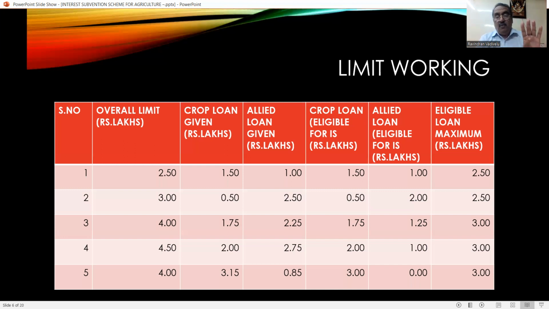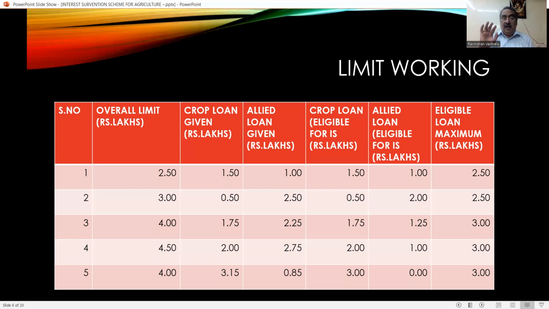Situation 4. Overall limit is 4.5 lakhs. And crop loan is given to the tune of 2 lakhs. And overall is 3 lakhs. So the crop loan, we can claim 100%. Whereas out of this, overall restricted is out of 3, only 1 is left. But allied activities is given to the tune of 2.75 lakhs. So only 1 you can claim. So the overall limit is 3 lakhs.